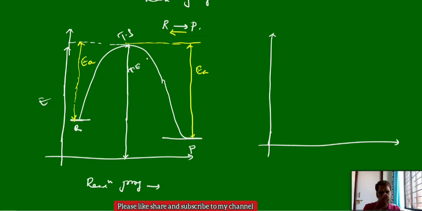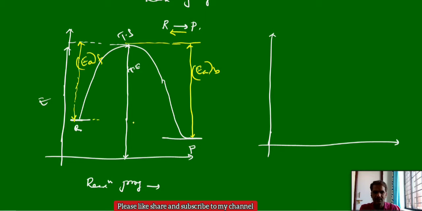Again, in both cases threshold energy is the same for both reactants and products. The transition state is the same, but activation energies are different. Here we can say activation energy for forward reaction, why? Because we are moving the reactant to product. But in this case, the activation energy required is called activation energy for backward reaction, and this threshold energy is constant.